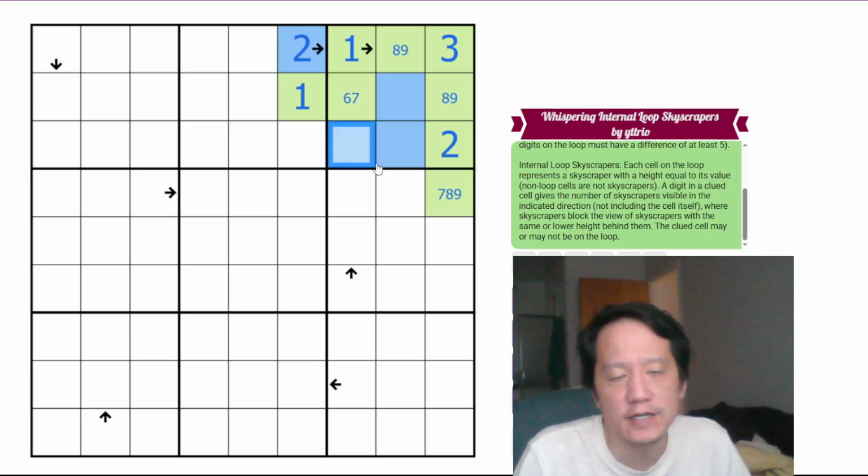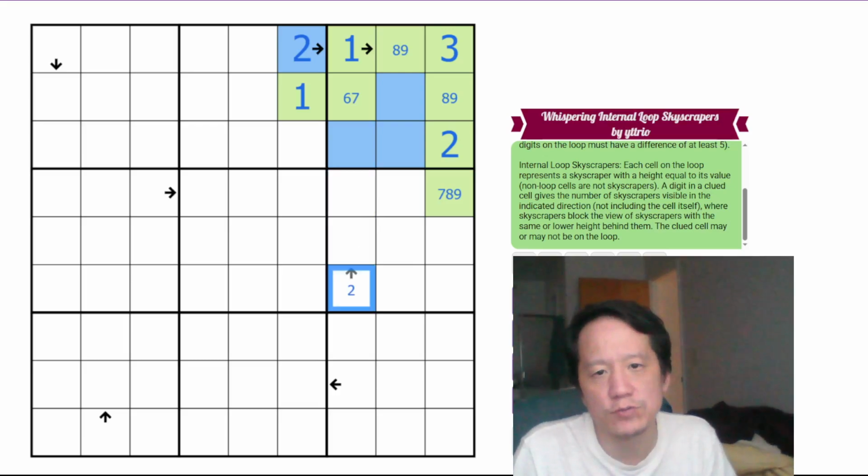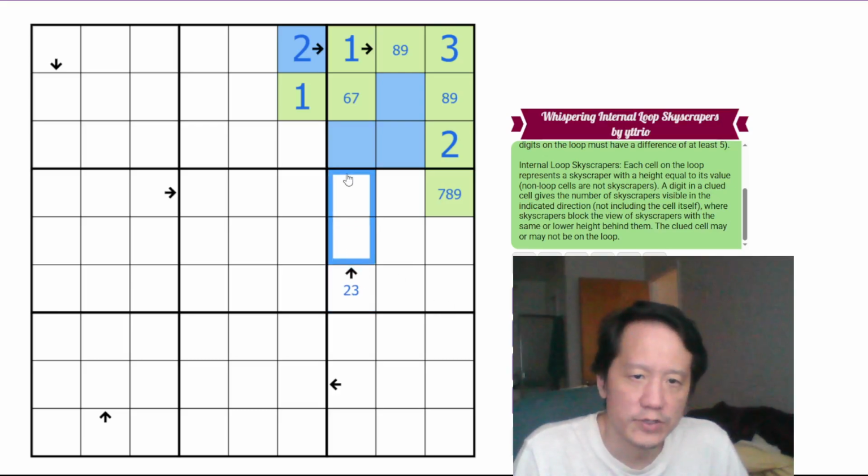This cannot see any digit here. This must be 2 or 3. We're not sure which. So it must see one of these being a skyscraper.